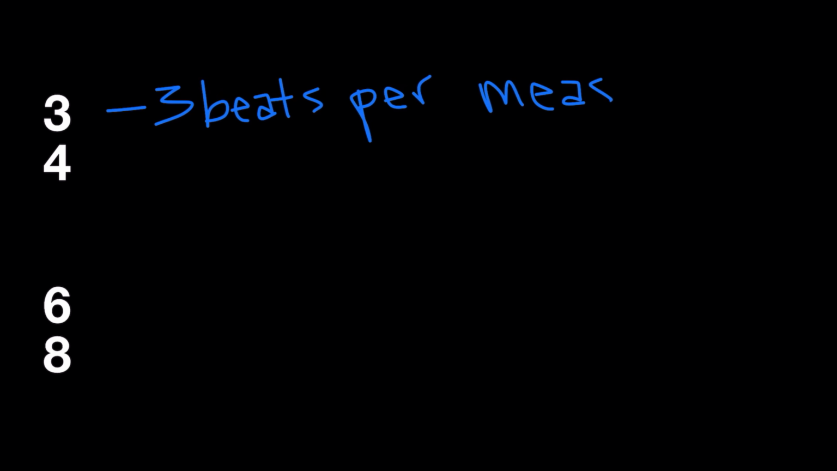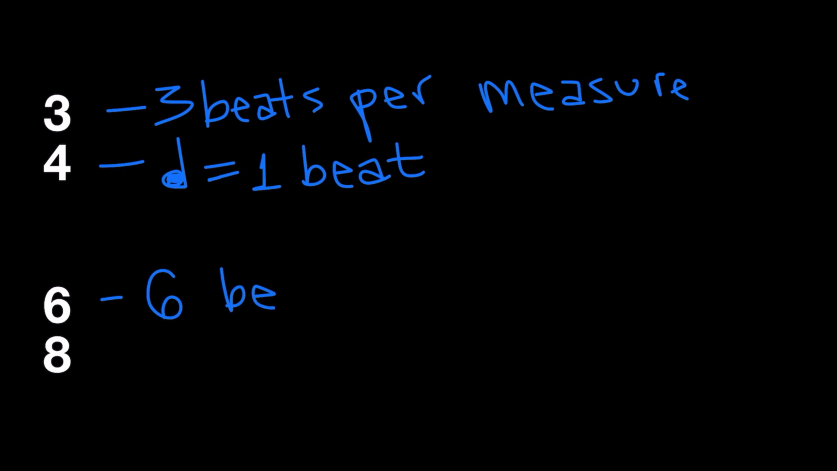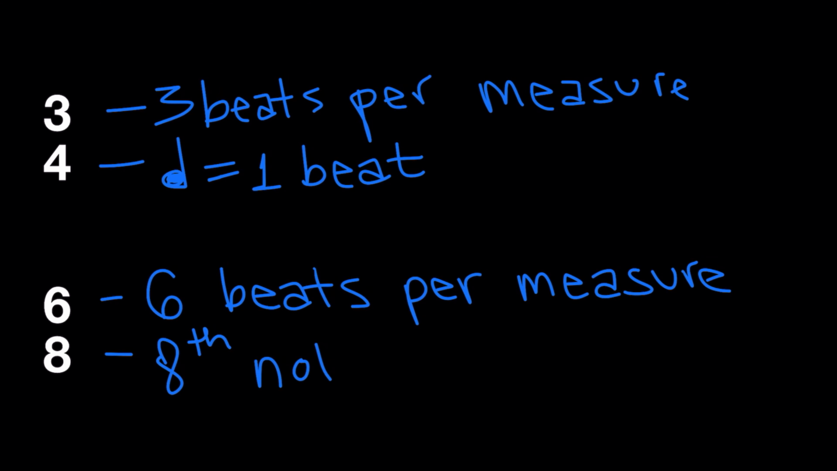The top number tells you how many beats you have per measure. So the 3 on top of 3/4 time tells you that there's 3 beats per measure, and the 4 on the bottom is telling you that the quarter note equals 1 beat. In 6/8 time, the 6 on the top tells you that there's 6 beats per measure, and the 8 on the bottom tells you that the eighth note gets 1 beat.